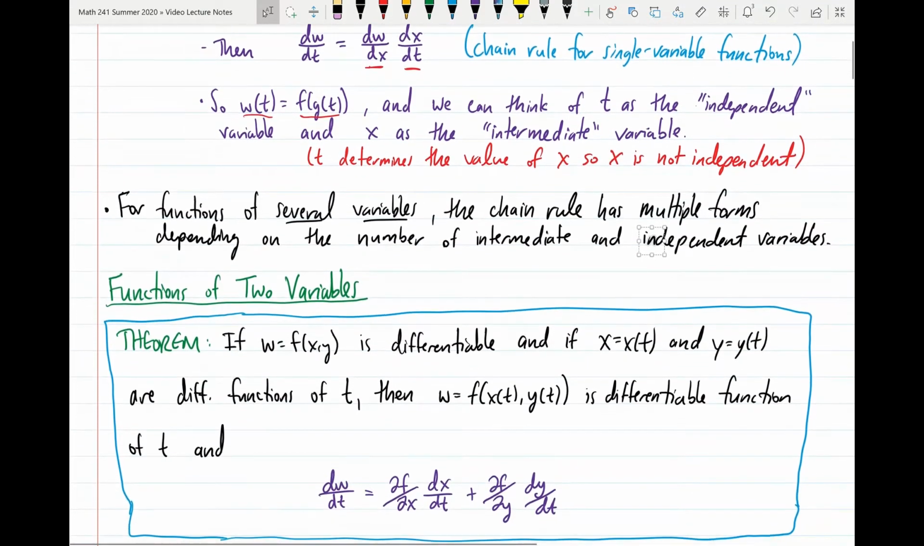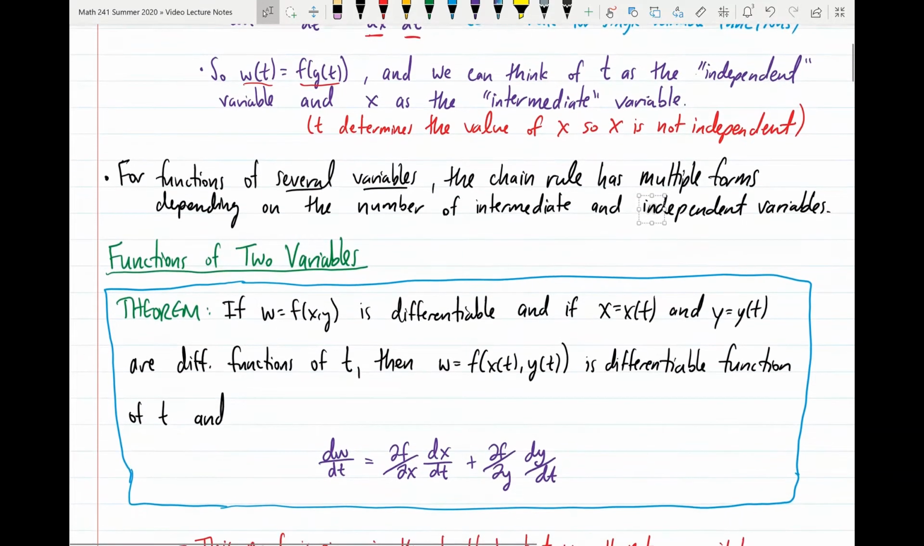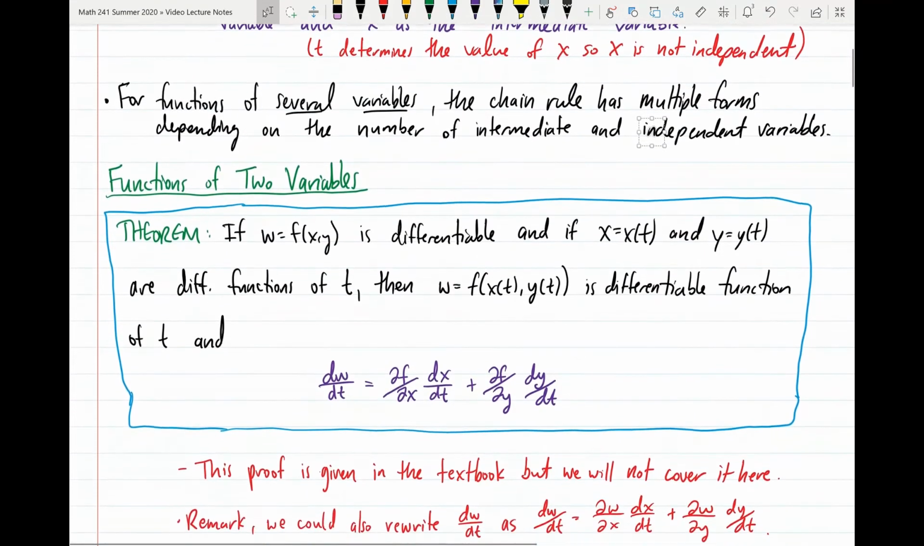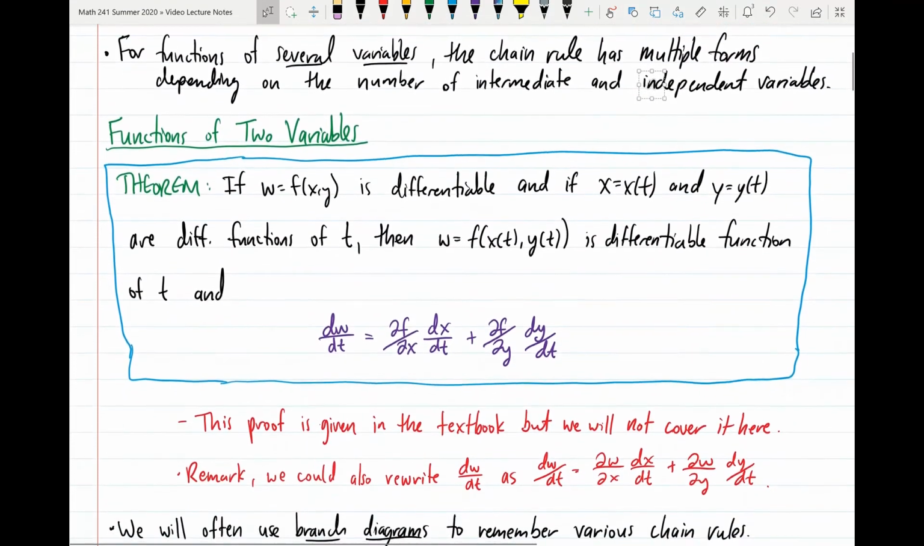And for functions of several variables, the chain rule has multiple forms, and these different forms are going to depend on the number of intermediate and independent variables that are associated with our particular function. So with that being said, let's move into the case where we have functions of two variables. And we'll start off with a theorem.